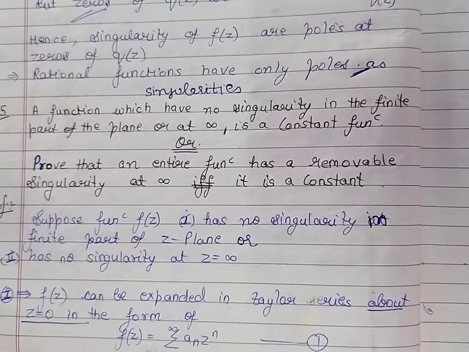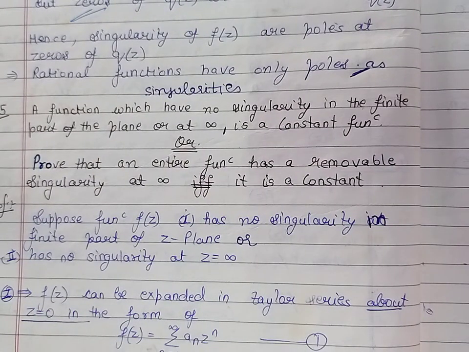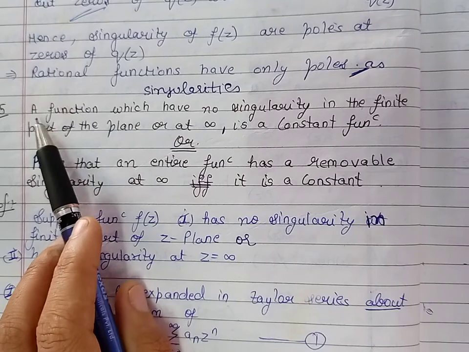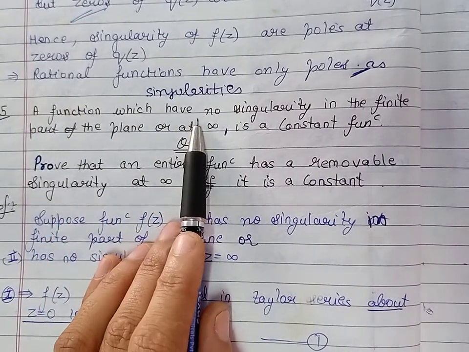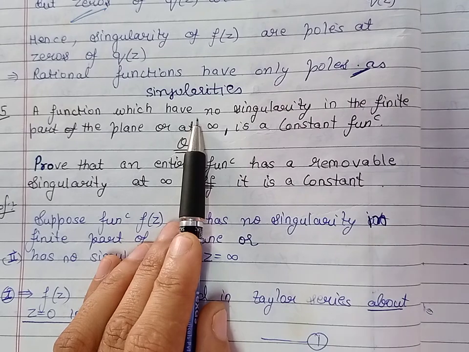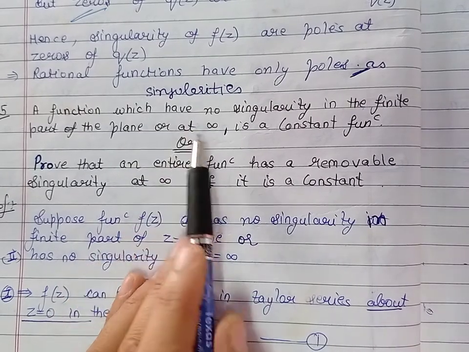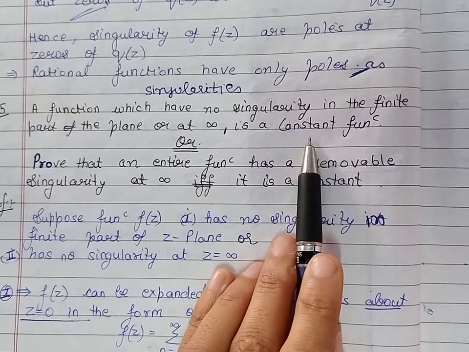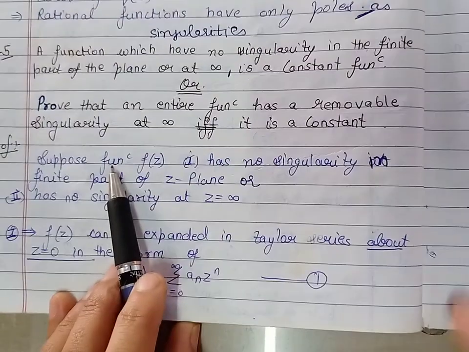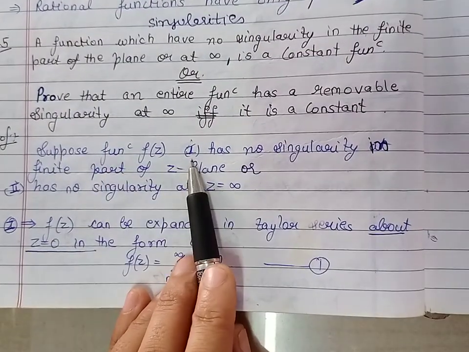Good morning, students. Our next theorem based on singularity is: a function which has no singularity in the finite part of the complex plane or at z is equal to infinity. Such a function is a constant function. So let us take the function f of z.